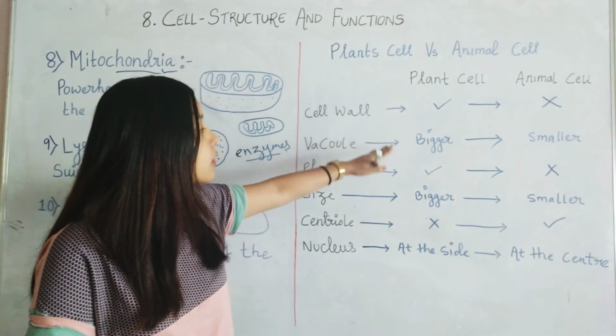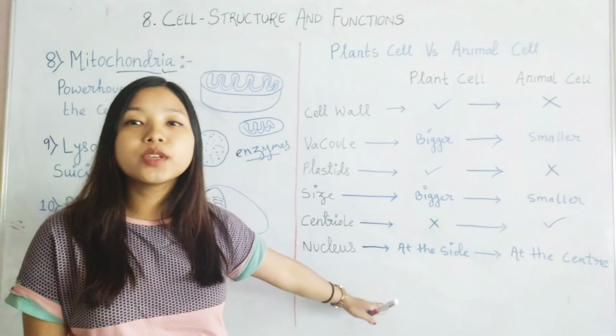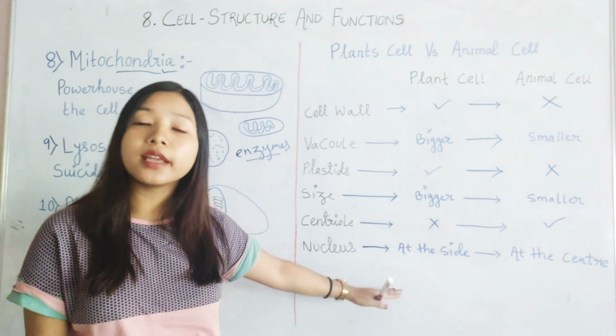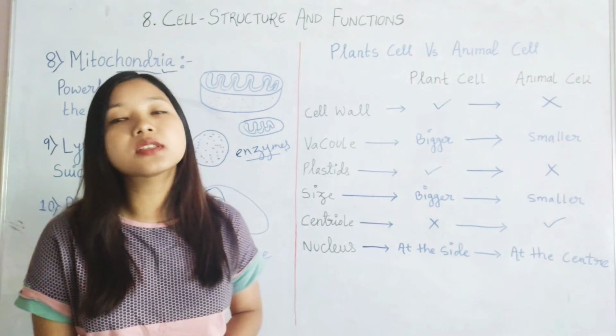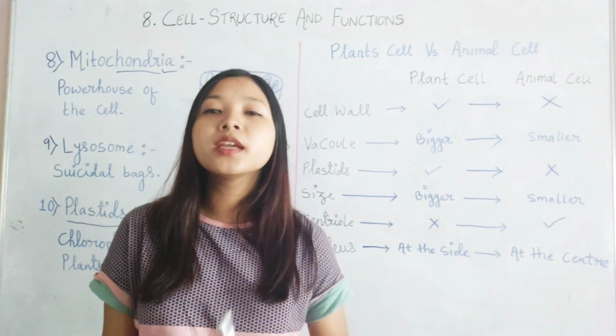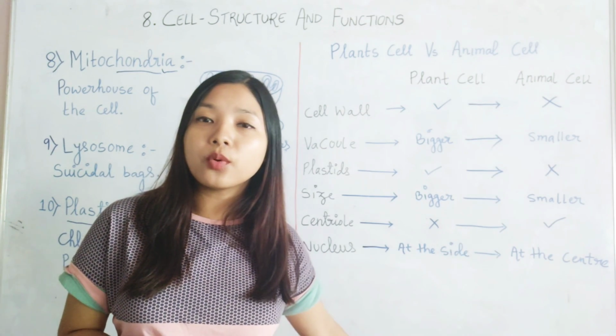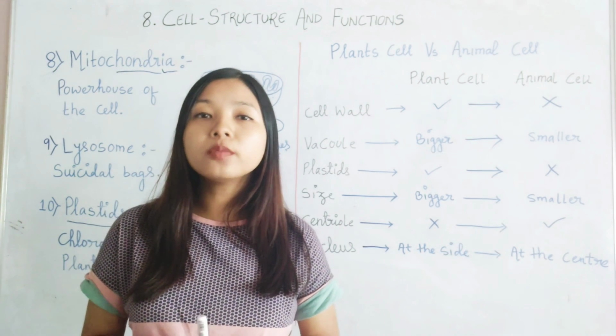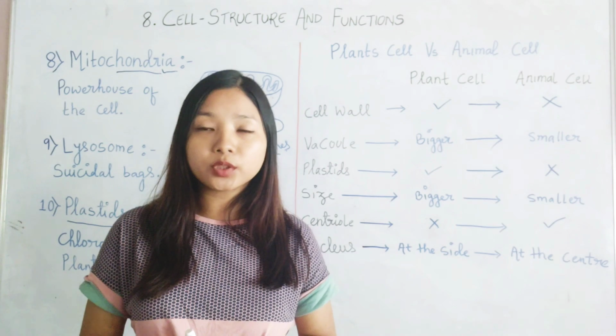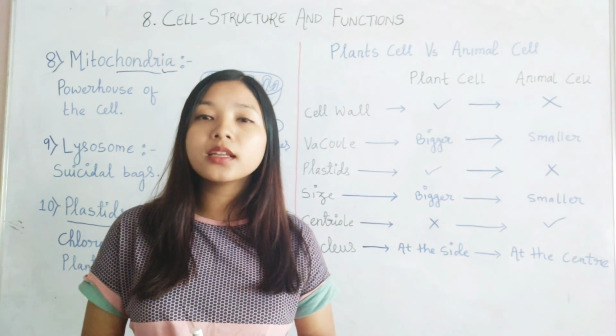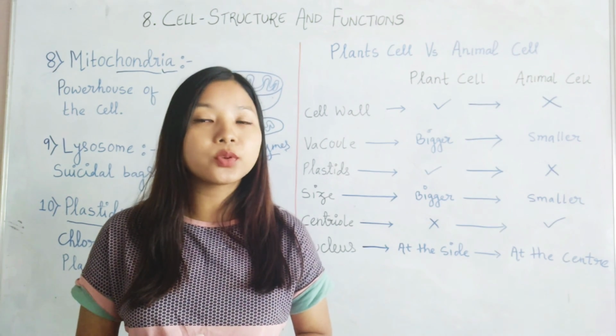So these are some of the differences between plant cell and animal cell. There are some more differences you can find out if you search for it. So if you want, you can search some more and add to the list. I hope that you have understood this chapter thoroughly. For better understanding, you must go through your textbook also.